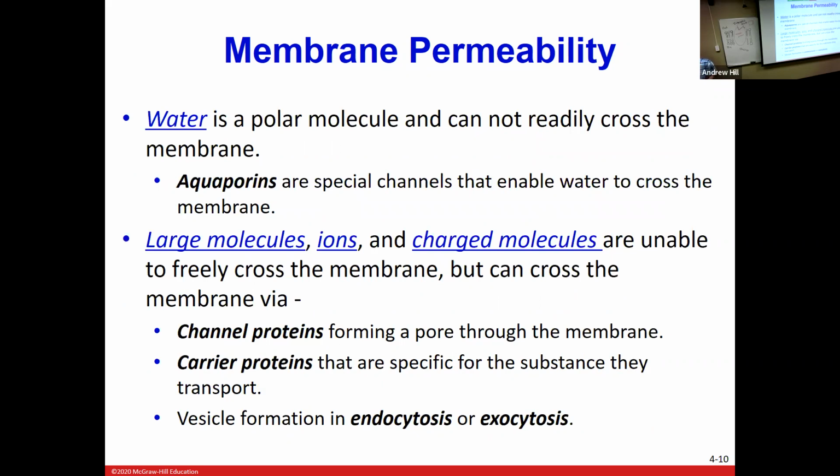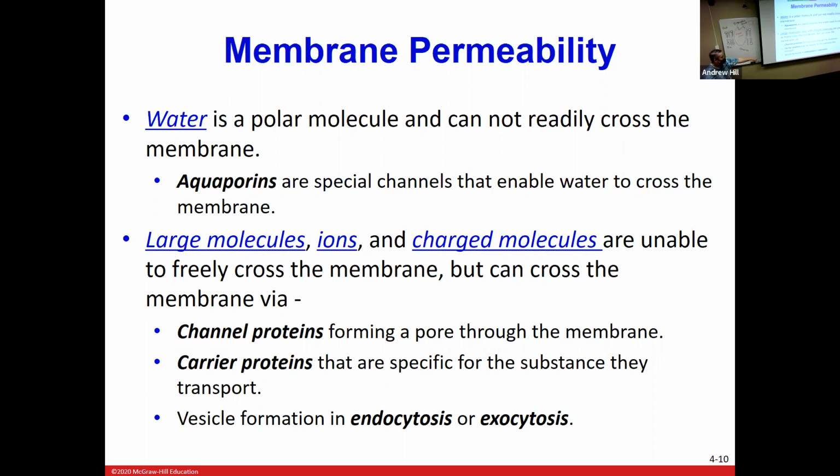Okay, all right, we've already talked about this. Water is a polar molecule and cannot readily cross the membrane. Therefore, I drew an aquaporin channel on the board. These are special channels that enable water to cross the membrane. Large molecules, ions, and charged molecules are unable to freely cross the membrane, but can cross via channel proteins, which I discussed, that support a pore in the membrane. Think of a bagel or a donut, whatever your favorite breakfast food is. And then there are carrier proteins that are specific for a substrate, and again, as I showed on the board, those actually change their shape.